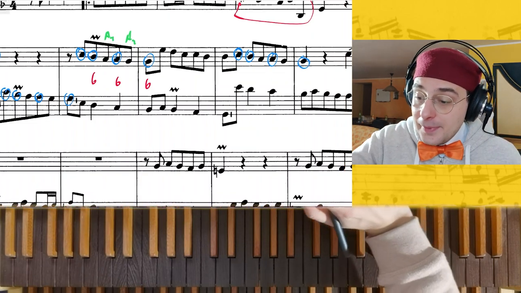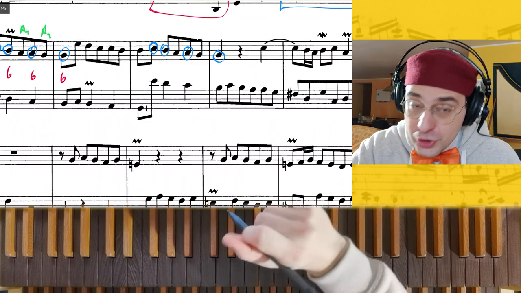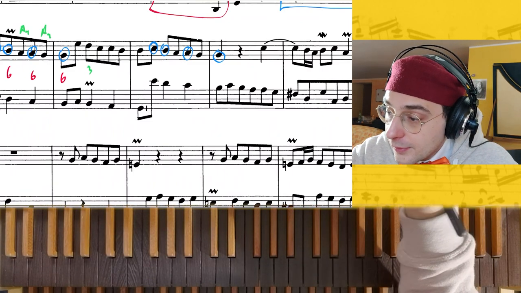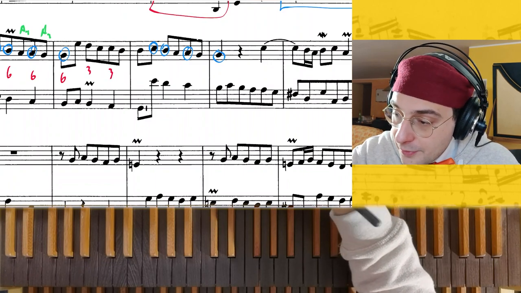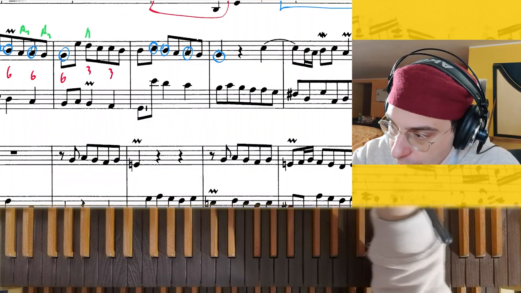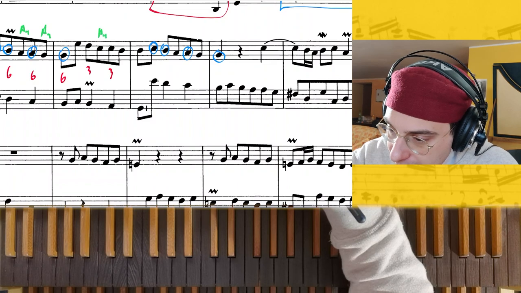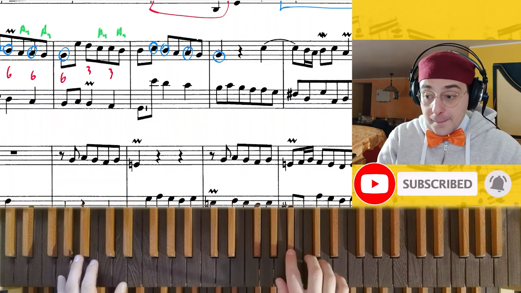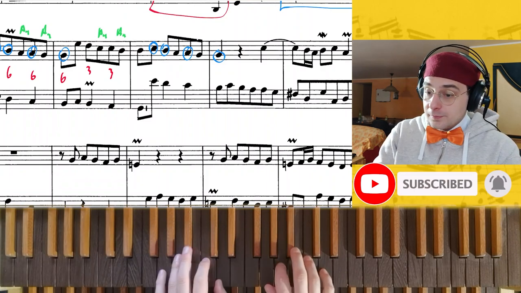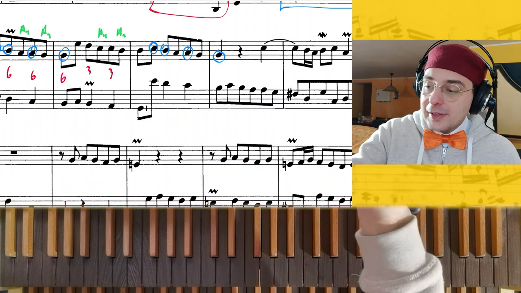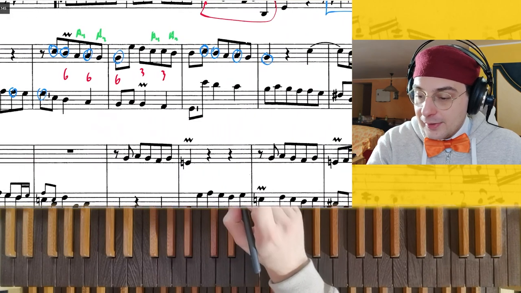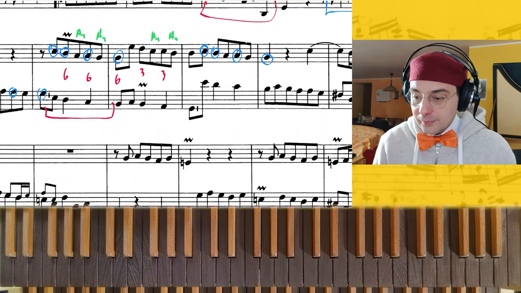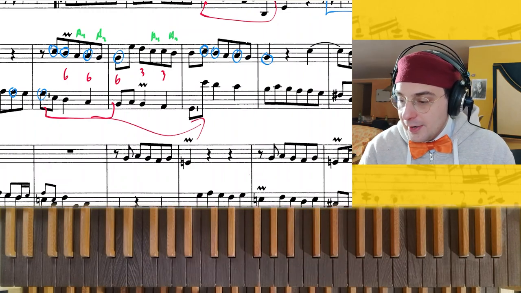And the same happens here with the inversion of 6, that are thirds. 3, 3 and 3, and on this point we have anticipations and anticipations in this way. And the second time, for more variety and not having the same thing, we have this, okay, but an octave higher.